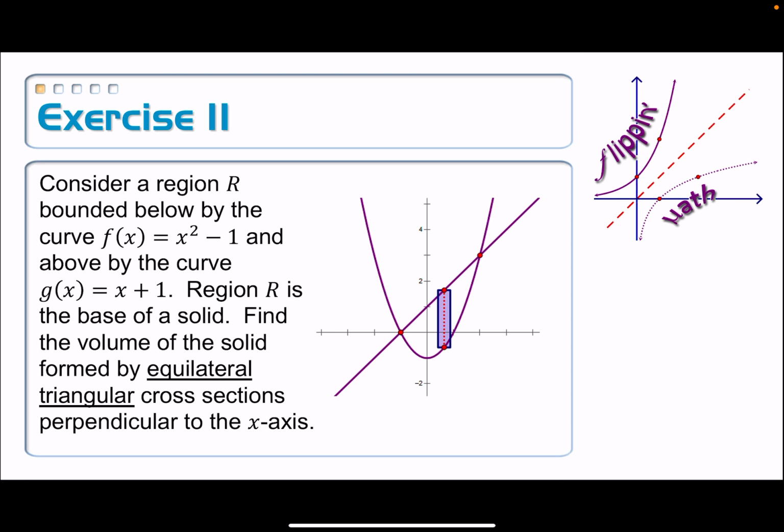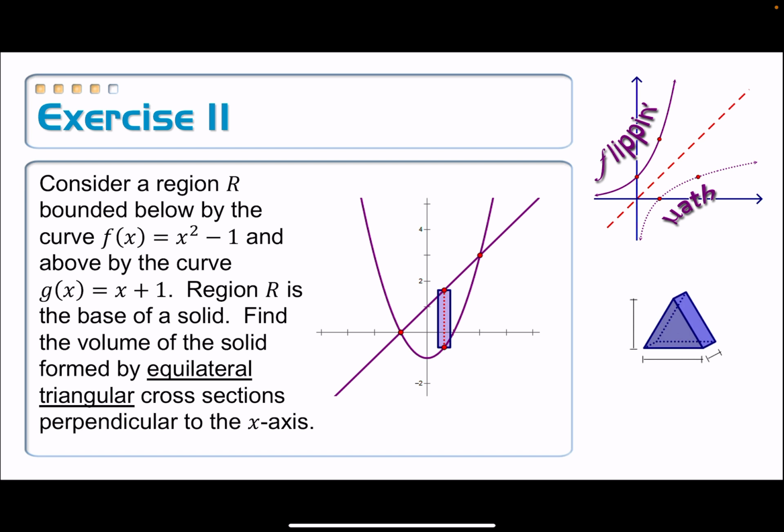One more of these exercises with a similar setup, where our plane region is defined by the area between this line here and the parabola, and there's our representative rectangle. But this time, our cross sections made perpendicular to the x-axis are going to be equilateral triangular cross sections. Here, let's draw an image of that thing.